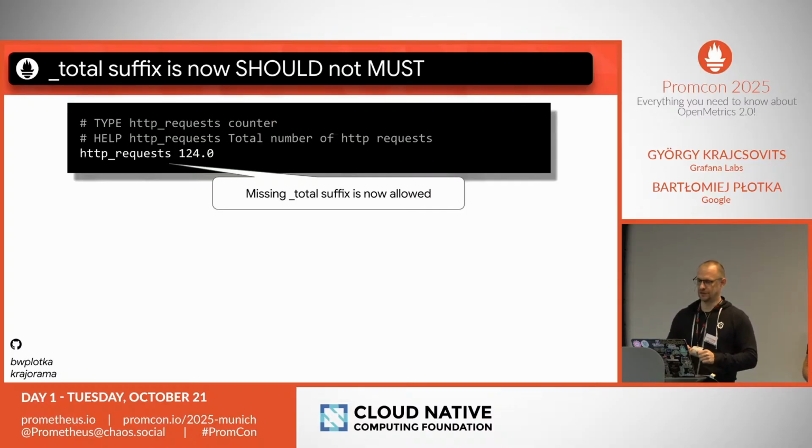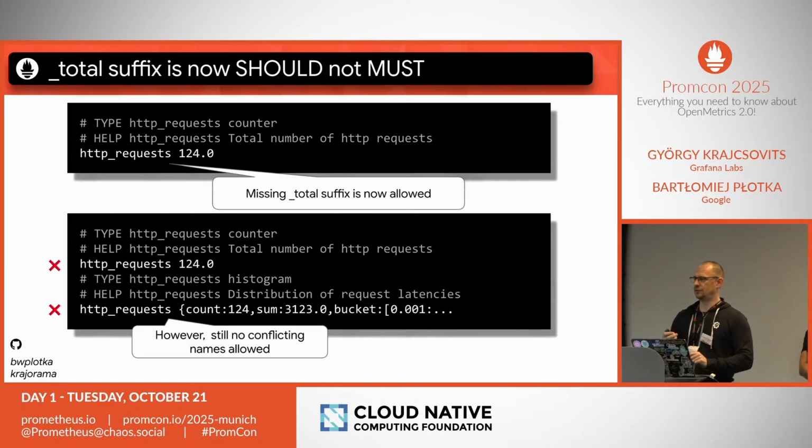However, this loses the nice feature of the naming conventions where you could tell from the name of a metric its type and what kind of unit it has, which is not great. And also, just changing this word from must to should doesn't change the fact that OpenMetrics explicitly says that you cannot have the same name of metrics. So the conflicting names are still prohibited.